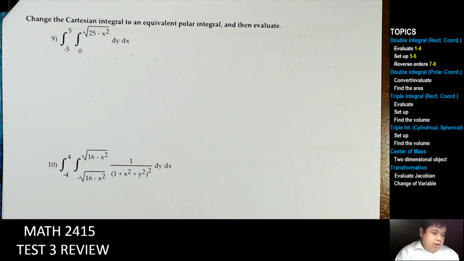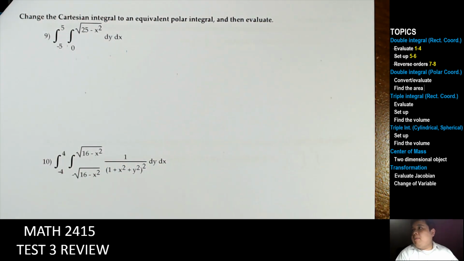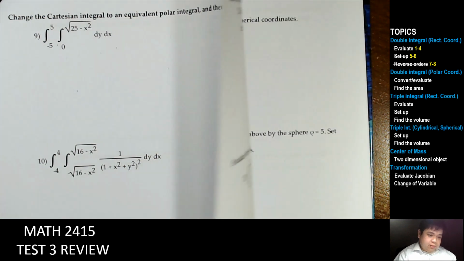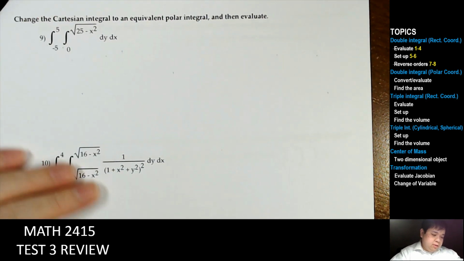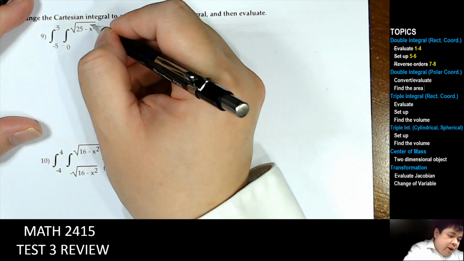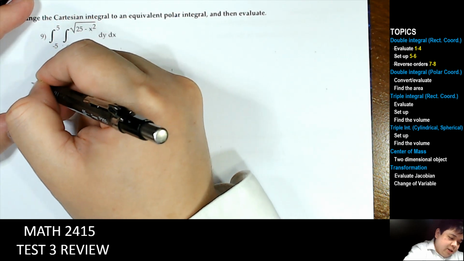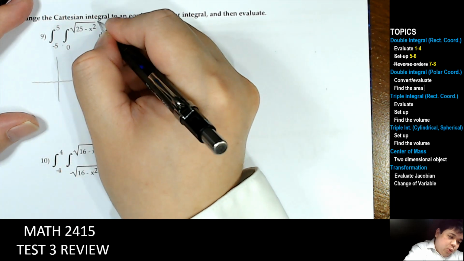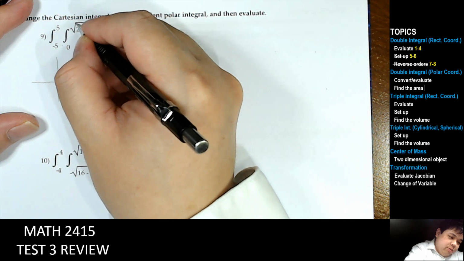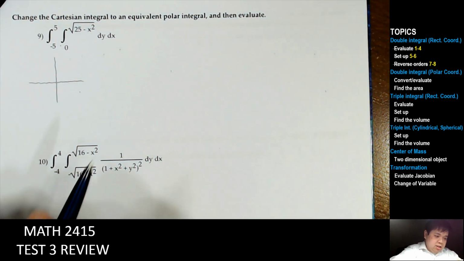Now we have the double integral in polar coordinates. We either convert or evaluate. First we have to sketch the limits. We have y equal to the square root of 25 minus x squared. So let's take a look at that.